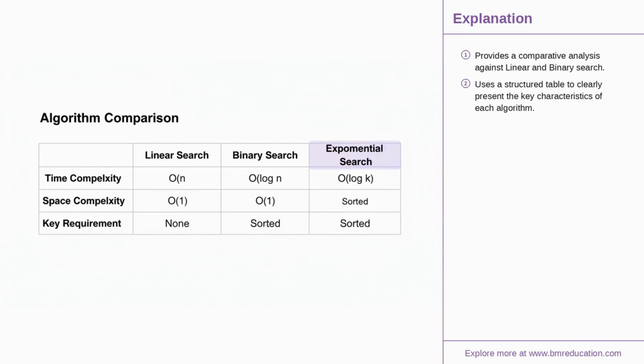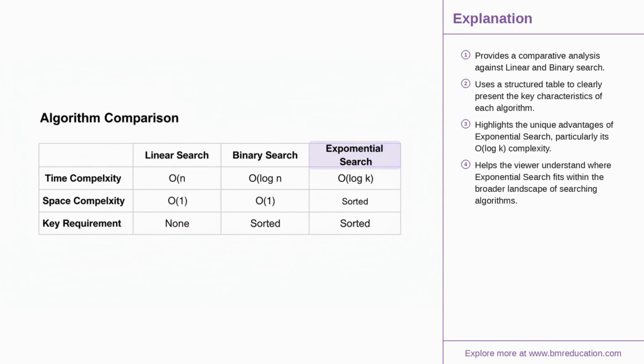Let's place exponential search in context by comparing it to other common search algorithms. While linear search is simple, it's slow. Binary search is fast but needs known bounds. Exponential search combines the best of both worlds for its niche. It handles unknown bounds and is logarithmically fast relative to the target's position.